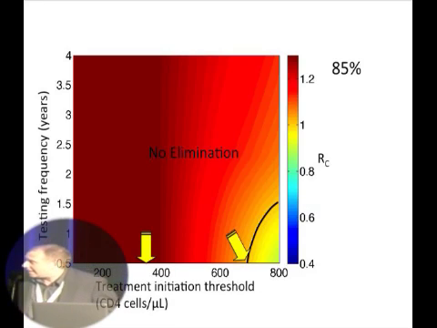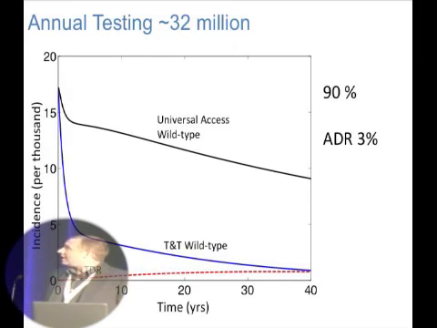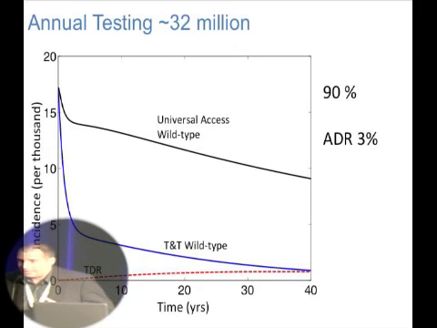And of course, that is where the second arrow is pointing to, 350. So we see we're very far away from elimination there. Now I want to move to the comparison of the dynamics of a test and treat scenario versus the universal access to treatment.